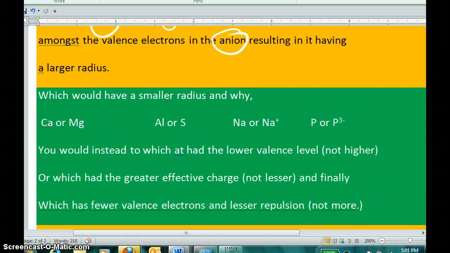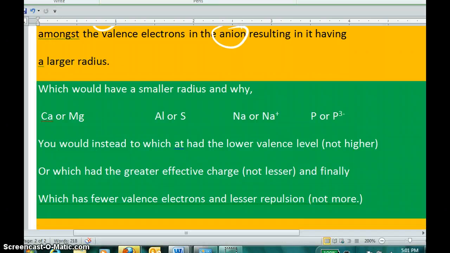So we've covered all the cases there, but let's go back and think the other way. How should I phrase it if someone wants to know which has the smaller radius of these same groups we just looked at? And of course, if I'm looking for a smaller radius, I should think the opposite way, but in the same sequence. First, I think valence level, but to have a smaller radius, I'm looking for who has the lower valence level, not the higher one. Who's got their valence electrons closer to the nucleus? And then if I'm looking for a small radius, I want a great big effective charge, not a lesser effective charge. The big effective charge will draw the valence electrons inward.